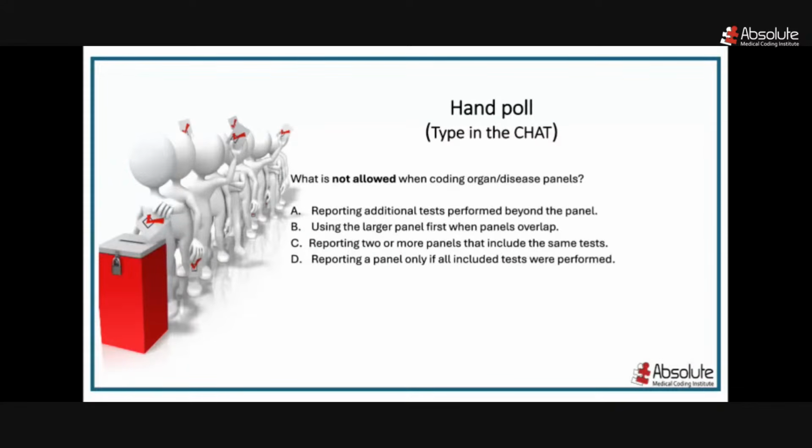What is not allowed when coding for an organ or disease panels? Option A, reporting additional tests performed beyond the panel. Option B, using the larger panel first when panels overlap. Option C, reporting two or more panels that include the same test. Option D, reporting a panel only if all included tests were performed. What say you, coders?